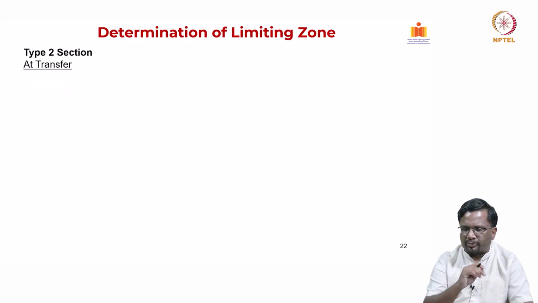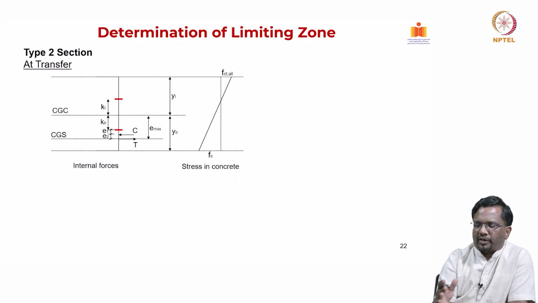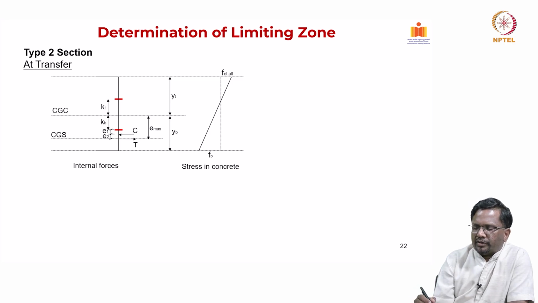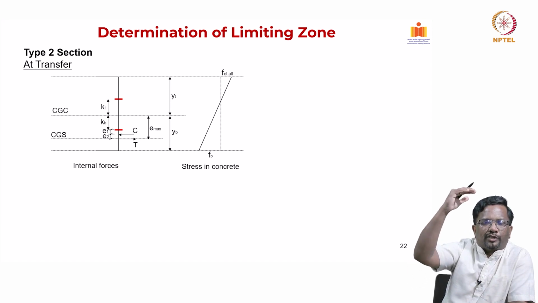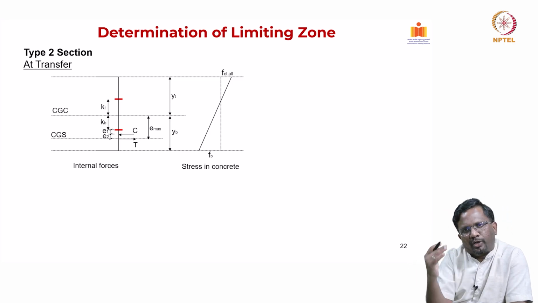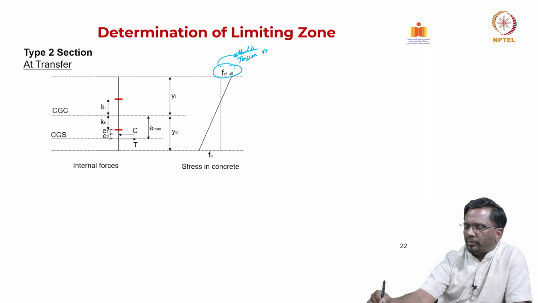Okay, in type 2 section, now let's calculate at transfer what happens, right. So this is again sectional analysis that we are trying to do. In type 2 section, at transfer, C will keep going up, but in type 1 C will be at the location of your lower kern point. In type 2 it need not be, because now I am allowing tension. Now how much tension is being allowed? That will be given by this value. This is an allowable tension value.